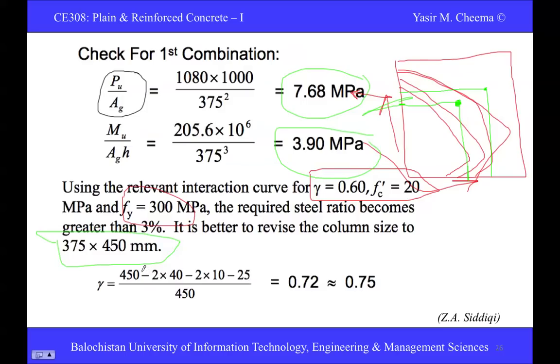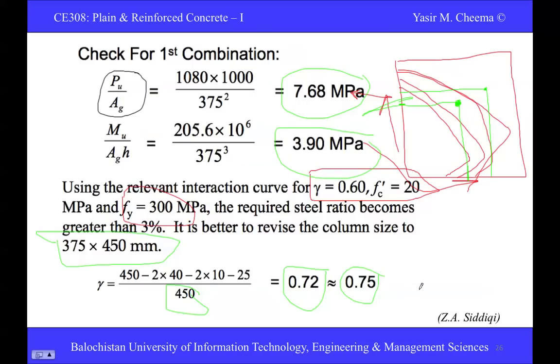Using again the same concept, we will find the value of gamma. Here it is 450 minus 2 times the clear cover, minus 2 times the steel tie bar diameter, and minus 2 times half of the main reinforcement diameter. Alright, so it is equal to 1 diameter divided by the total dimension. Here the value comes to be 0.72, and the nearest available curve is approximately 0.75. The nearest whole number comes to be 0.75.